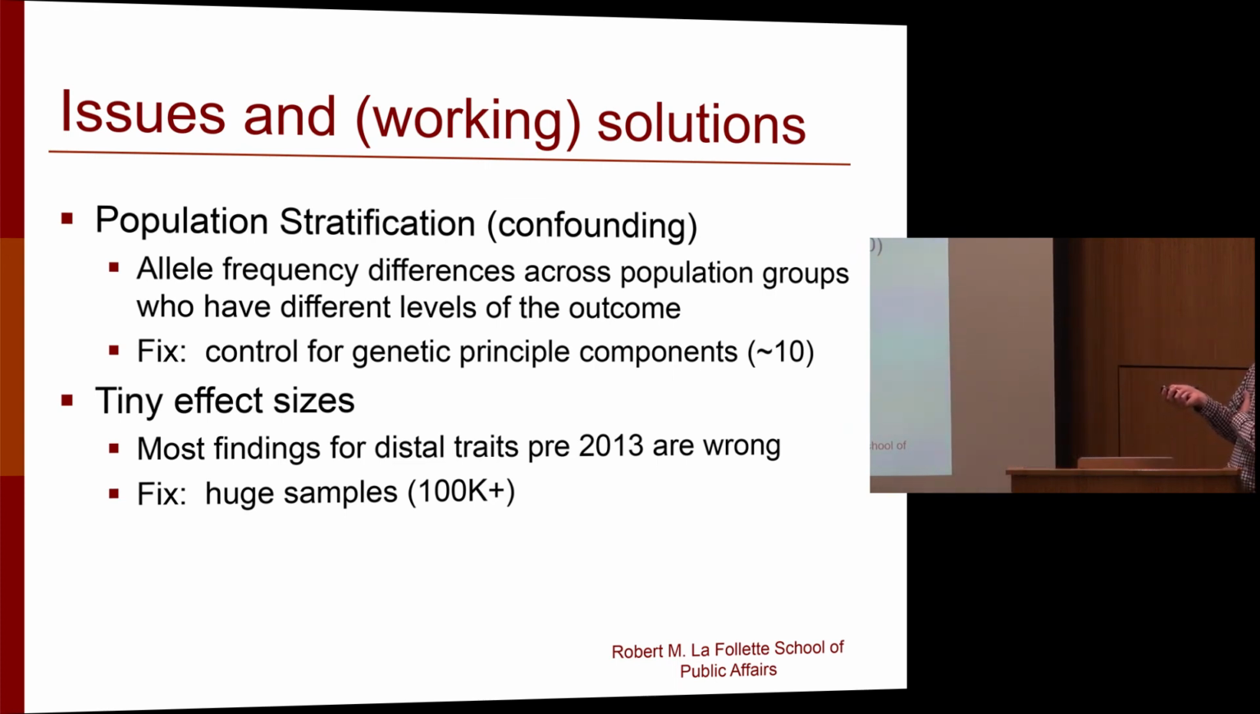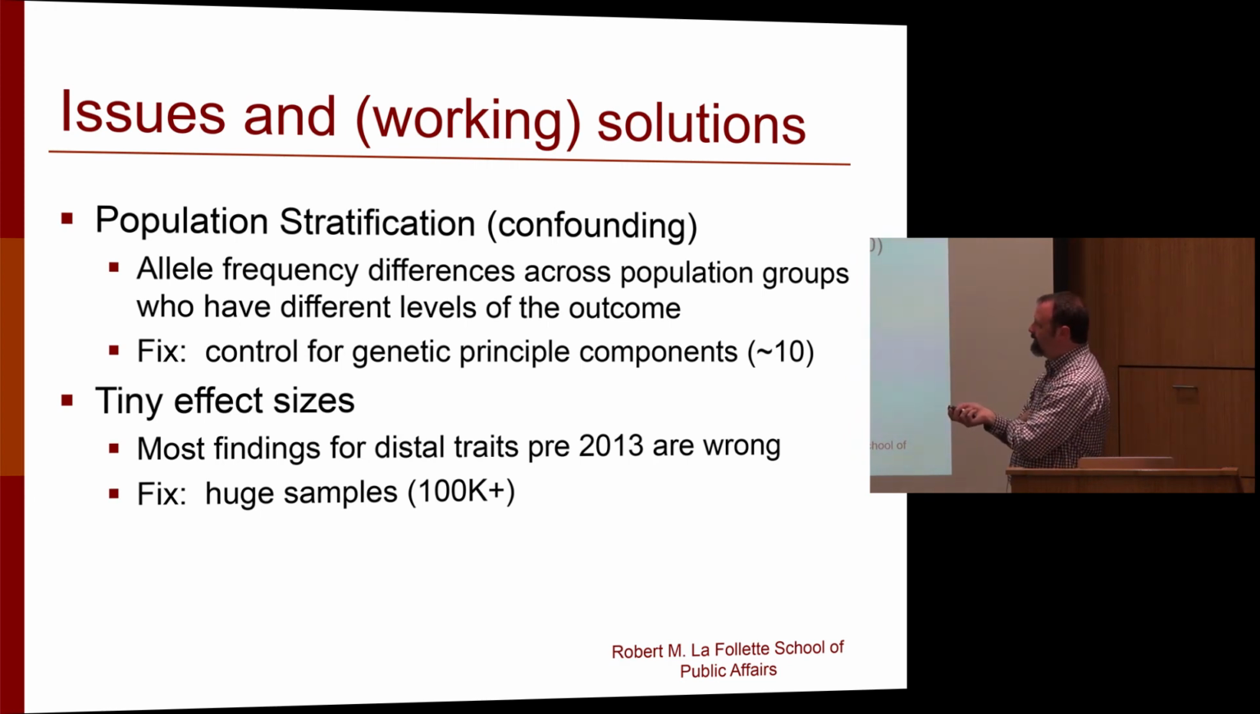So the current fix is to control flexibly for the rest of your genome. Basically, you take all the other SNPs and you take a principal component analysis of them, take a bunch of factors, something like 10, and control for, quote unquote, the rest of your genome as you're running these regressions. So that's the current fix of this problem.